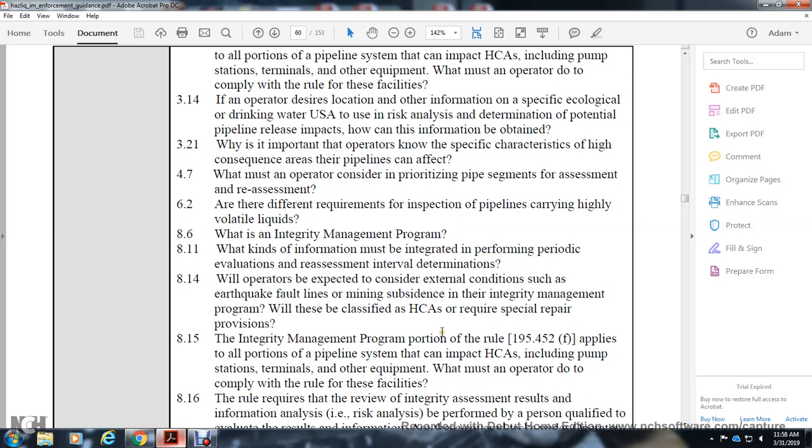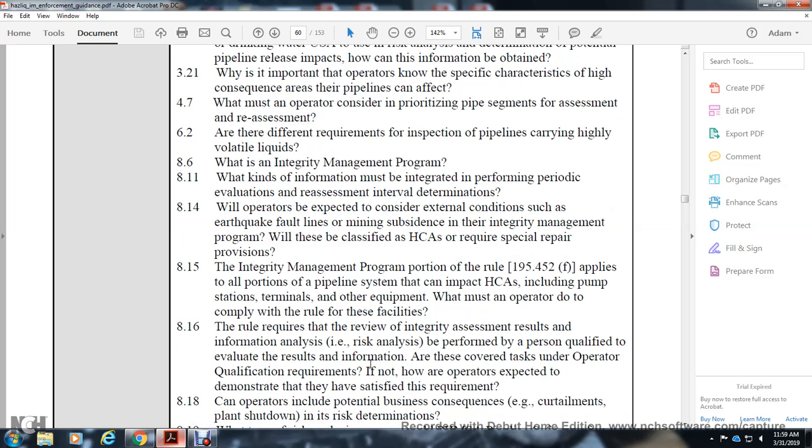8.15: the integrity management program portion of the rule 195.452(f) applies to all portions of pipelines that could affect the high consequence area, including the pump station terminals and equipment. An operator does comply with the rules for these facilities. 8.16: in the review of the integrity assessment results and information analysis, must it be performed by a person qualified to evaluate the relevant information as covered by the operator qualification requirements? If not, how should the operator demonstrate they have themselves met the requirements?